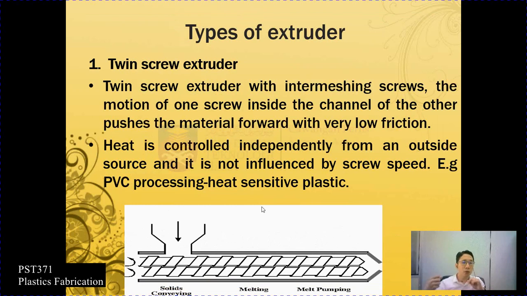First, kita masuk the twin screw extruder. The first types of extruder. Twin screw extruder with intermeshing screw, the motion of one screw inside the channel of the other push the material forward with a very low friction. Heat is controlled depending from the outside source and is not influenced by the screw speed. For example, PVC processing heat sensitive plastic.